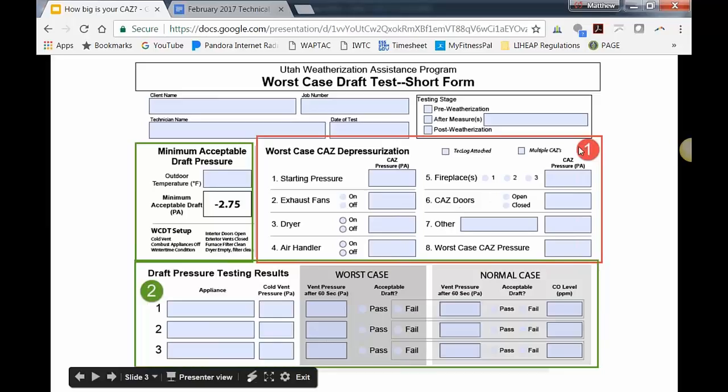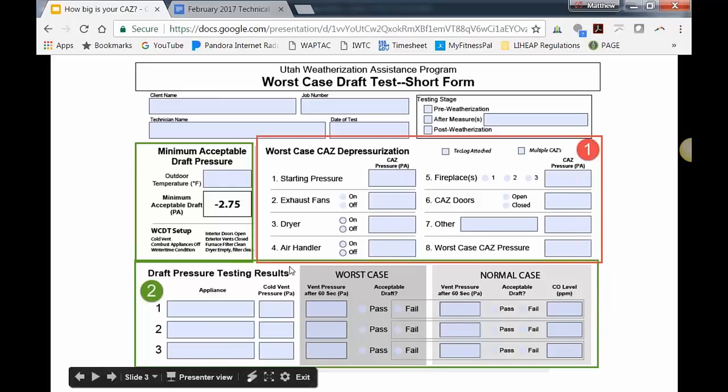And basically on the short form, we're conducting two separate tests. We're conducting this test here. Test number 1 is first. And then once we've set up the house into its worst case depressurization, then we move on to test 2. But I realize that because I have put the minimum acceptable draft up here and to the left, it kind of makes it feel like all this is one big process. So if you have concerns or questions about the delineation between those two, reach out to us. We can definitely provide more training on that.